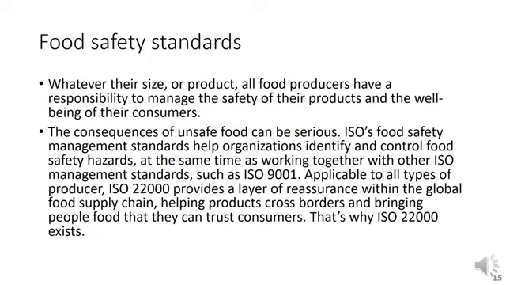the transfer of food or carriage of food from one particular production area to the society, वो भी important है कि उसको भी इस तरह से किया जा सके कि वो उस दौरान फूड ख़राब ना हो, ठीक है. So applicable to all kinds of producer, ISO 22000 provides a layer of reassurance within the global food supply chain, helping products cross borders and bringing people food that they can trust the consumers, right?